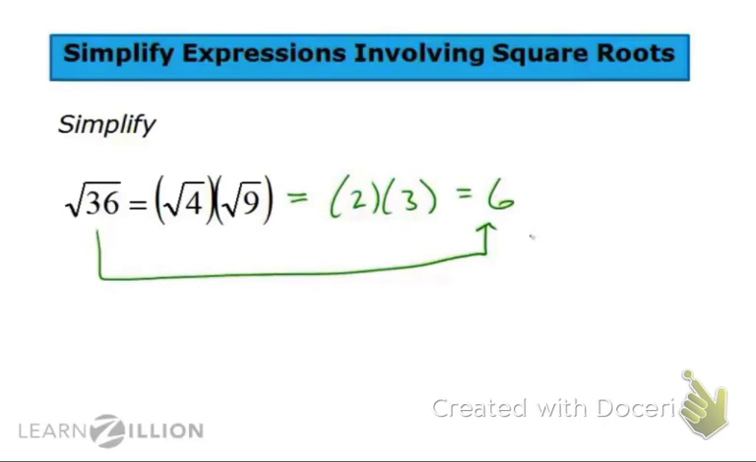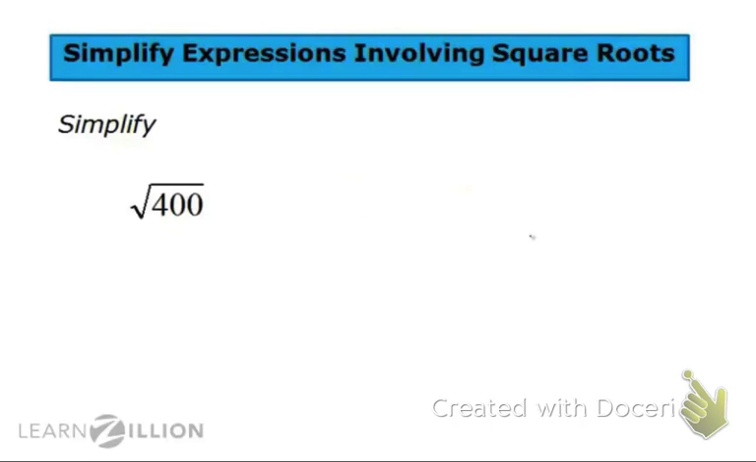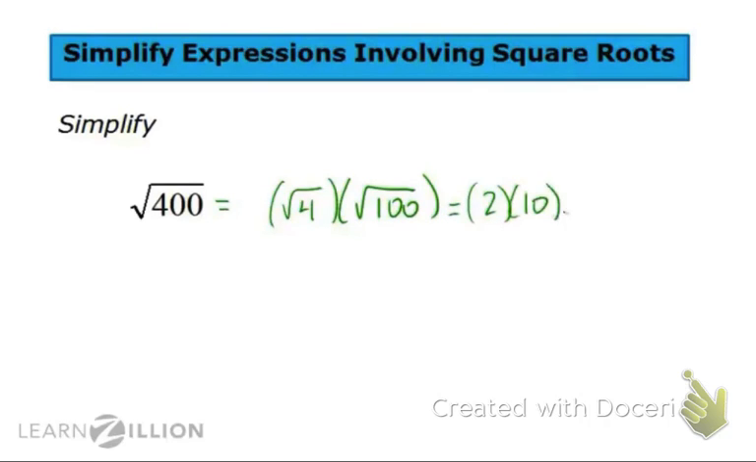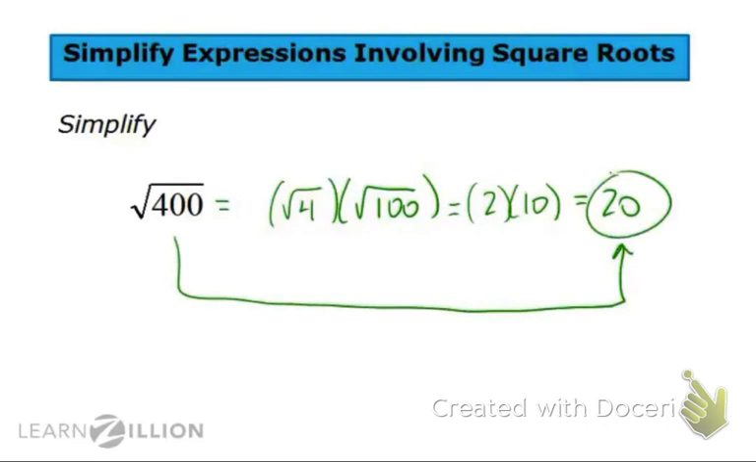This process of splitting a square root into factors could help you simplify numbers you may not know are perfect squares, such as the square root of 400. Well, you know that both 4 and 100 are perfect squares, and that 4 and 100 are a factor pair that multiply to become 400. So you can split radical 400 into radical 4 times radical 100. You know radical 4 is equal to 2, and you know radical 100 is equal to 10, so you get 20. So 400 is a perfect square, and its square root is 20.